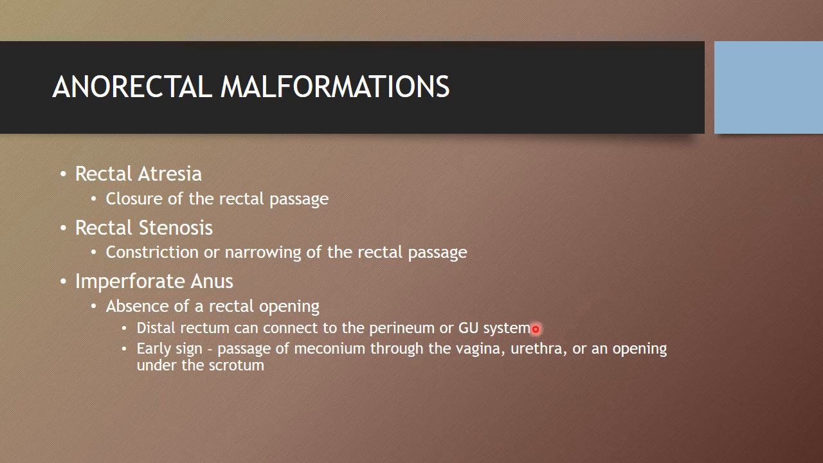And this is where the distal rectum can actually connect to the perineum or GU system. So an early sign of this is passage of the meconium through the vagina, urethra, or an opening under the scrotum. So if you were to see any of this in a newborn baby, brand spanking new, this is a big sign for an imperforate anus. Okay?